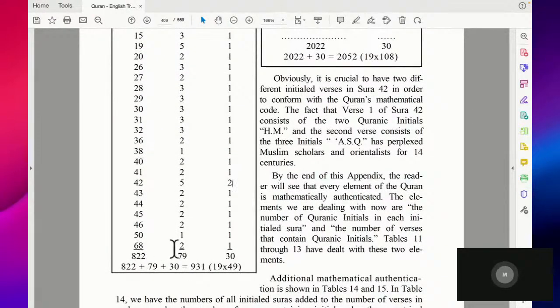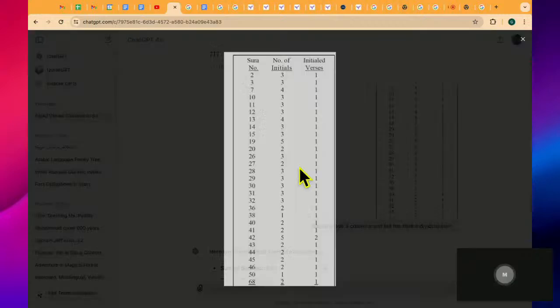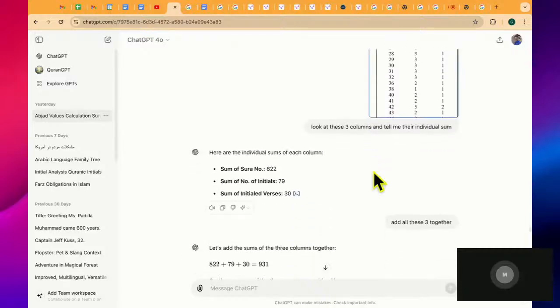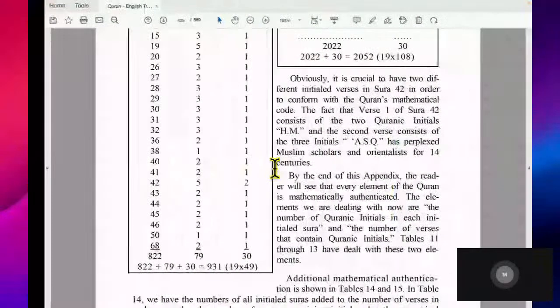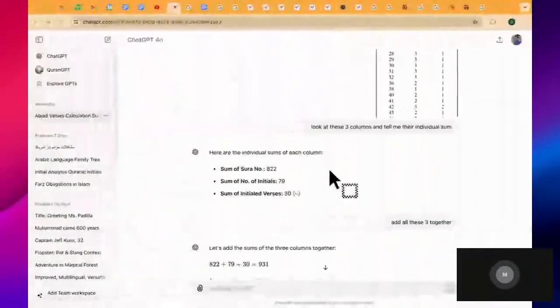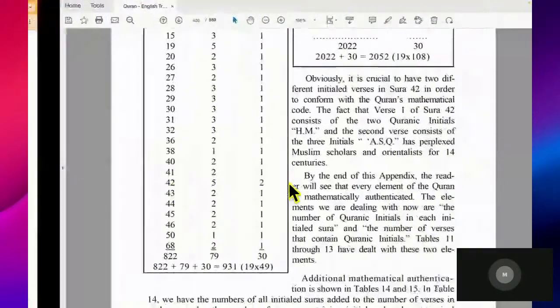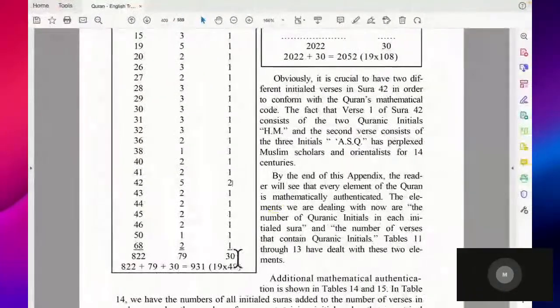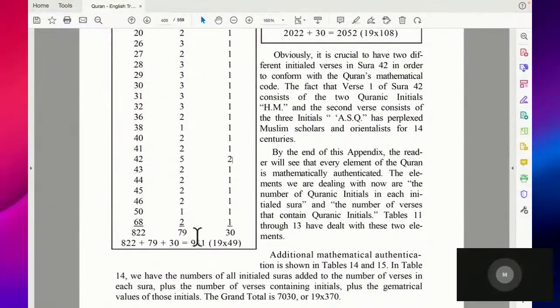Now, let's look at ChatGPT. All right, so here I have just copied and pasted a print screen of that table here without the last line, which is the summative total. I just wanted to see what it does with the calculations. And voila, it gives you the correct numbers, right? 822, 822. The second column, 79, 79. The third column, 30, 30. So you have all the three columns with correct calculations in ChatGPT.